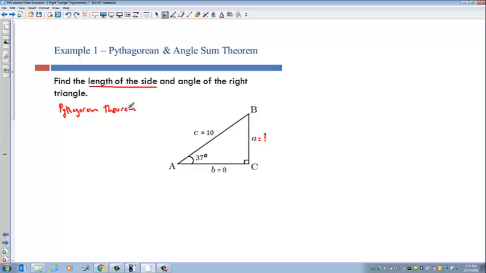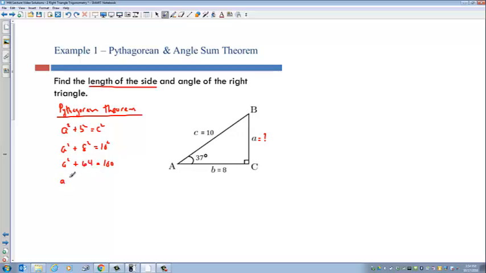And let's state it again to help us remember it. So a squared plus b squared is equal to c squared. And we're just going to plug in. And so a we don't know, so we'll just keep it as a. So we have a squared, plus b we know is 8, so we have 8 squared, is equal to c, which is 10, which is 10 squared. And so a squared plus 64 is equal to 100.